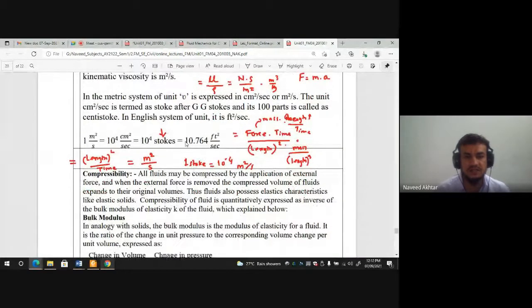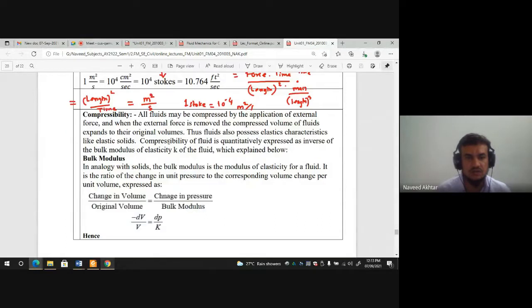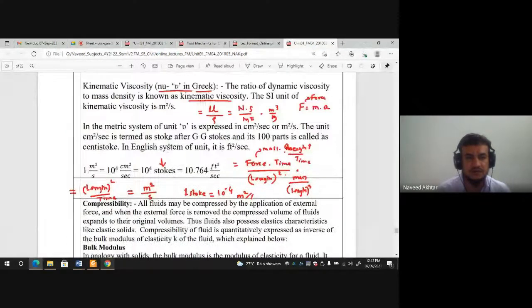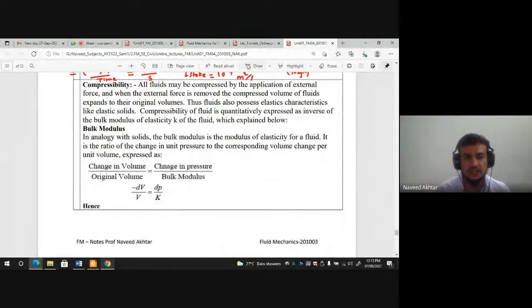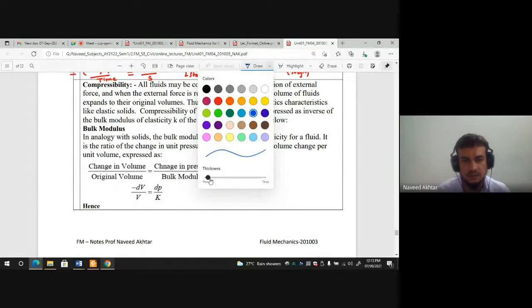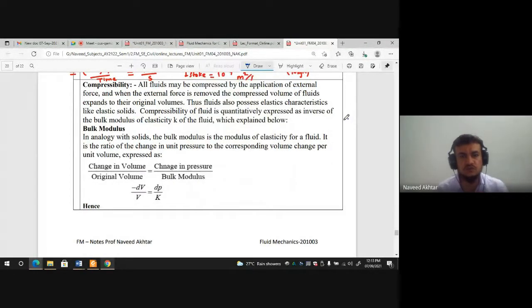It is measured in stokes, and 1 meter square per second is equal to 10 to the power 4 centimeter square per second, that is 10 to the power 4 stokes. So 1 centimeter square per second is nothing but the stokes. So that is the measure of your kinematic viscosity. Now today we will see compressibility. What is compressibility?